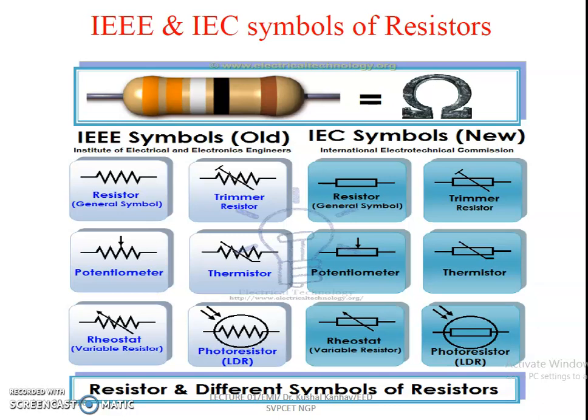Whereas IEC stands for International Electrotechnical Commission. So these are the two different organizations which deal with the standards in the area of electrical and electronic engineering. So you can see the symbols of the resistor. You are aware about this symbol. This is an IEEE symbol, a general symbol for resistor. This is for trimmer, which is a variable resistor. You can find here a variable indication. This indicates that it is a variable resistor.